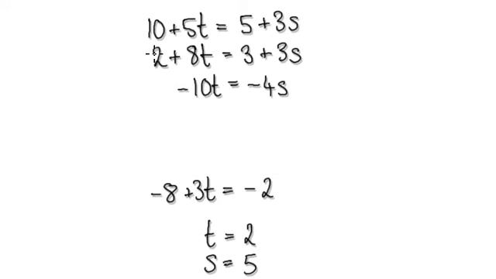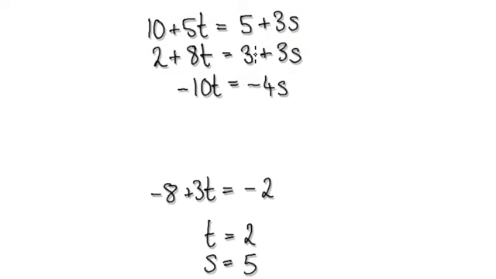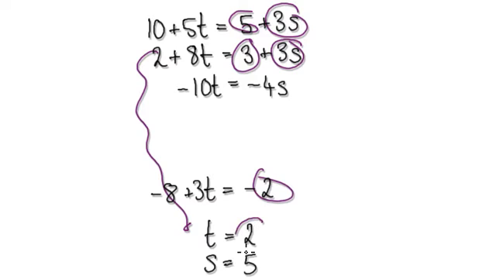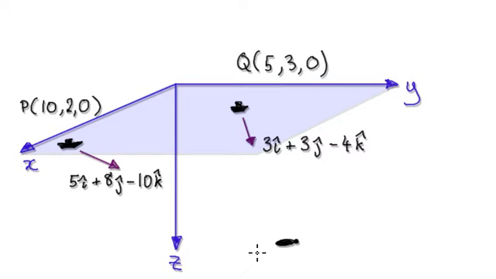For me, I've taken this and taken it away from this. That would eliminate the s here. So this take away this would be blah blah blah. T equals 2 and s equals 5. So going back to here, T equals 2, S equals 5.